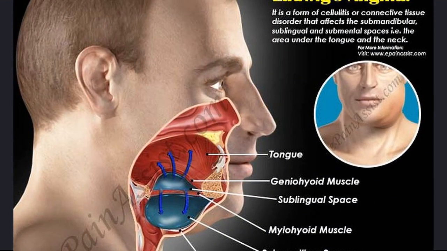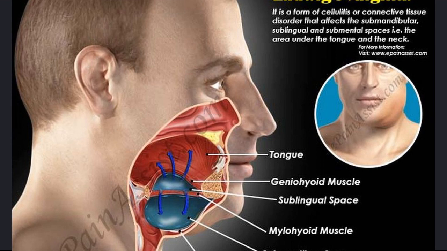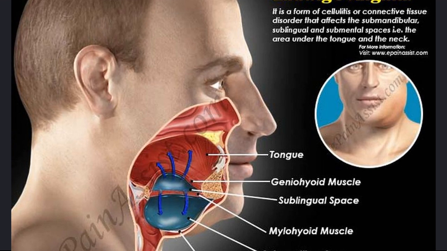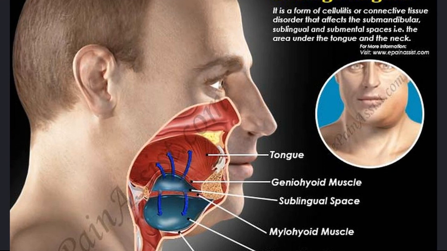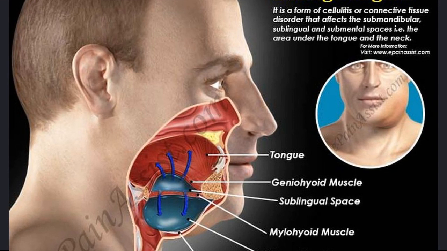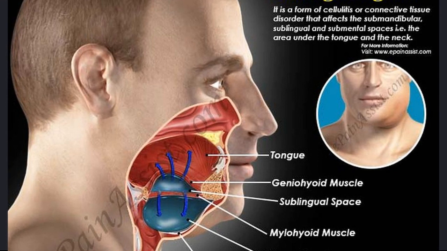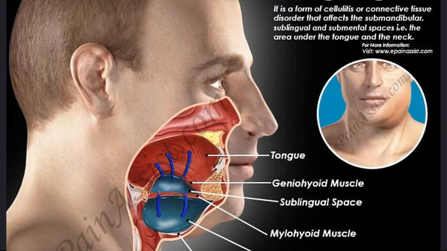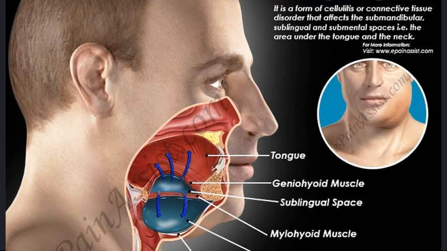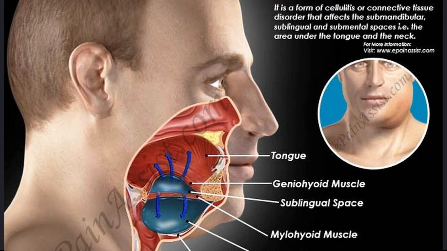So these are the spaces in which there is an infection, leading to Ludwig's angina, which is the sublingual space, submandibular space, and submental space. So we have two M's and one L, all leading to Ludwig's angina, because you know the Ludwig, the first letter is L, so L for lingual, and M, which is W, flip it to M.